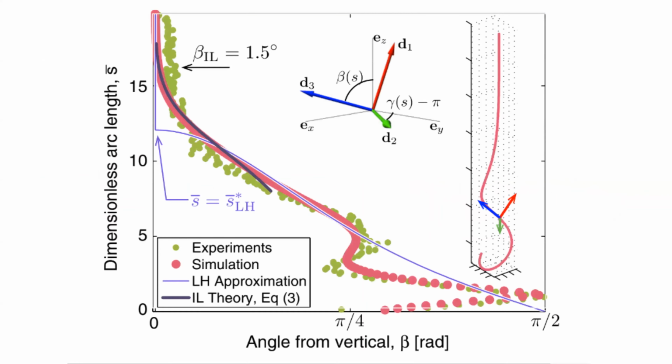Looking at this graph, we're just going to focus on the red and green data points. Red is the simulation, so that's based on the equation we were just talking about, and green is what was actually found in their experiments. You can see they agree really well, which suggests that this is a good model for curly hair.